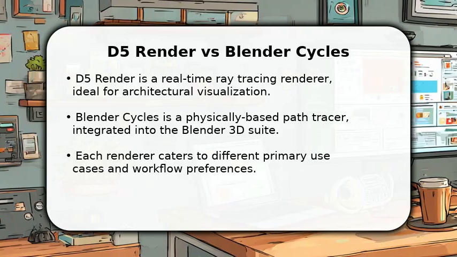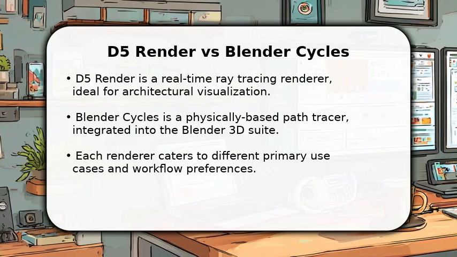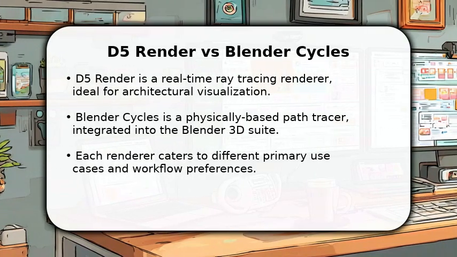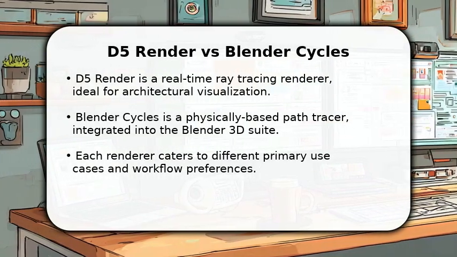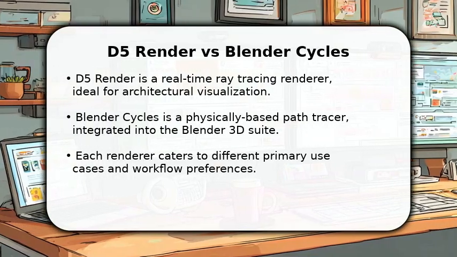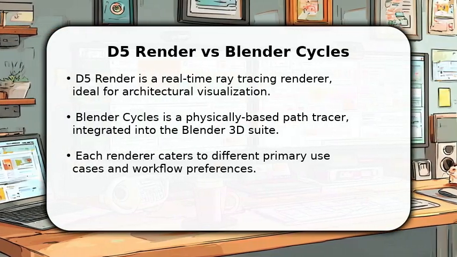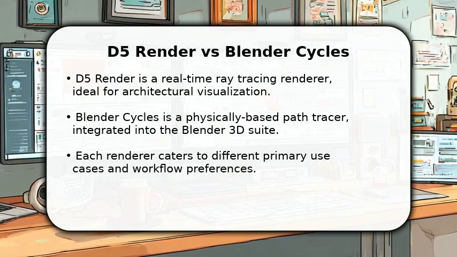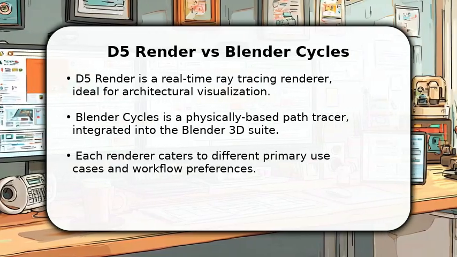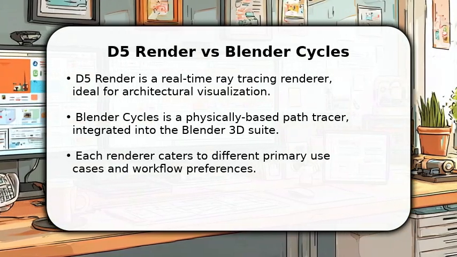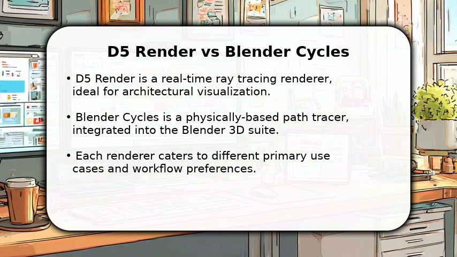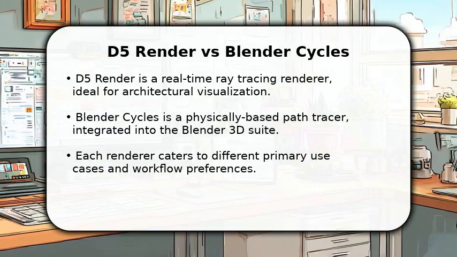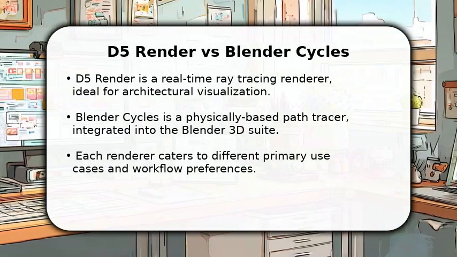In this video, I will compare D5 Render versus Blender Cycles. D5 Render is a powerful real-time ray tracing renderer, excelling in architectural visualization with its intuitive interface and vast asset library. Blender Cycles, on the other hand, is a robust, physically based path tracer integrated within the versatile Blender 3D suite. It offers unparalleled flexibility for complex scenes, animation, and visual effects. We'll explore their core differences, helping you decide which tool best suits your rendering needs for stunning visual output.